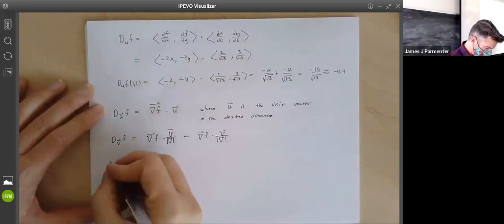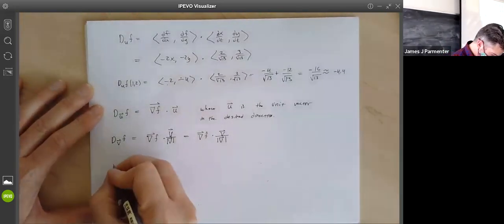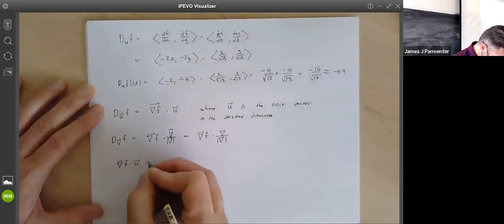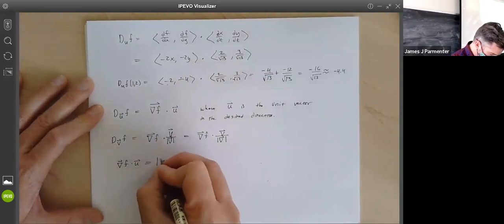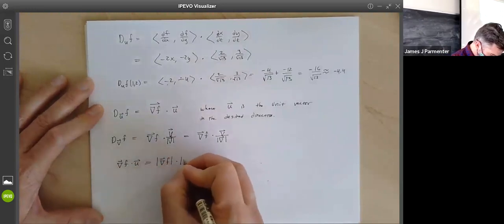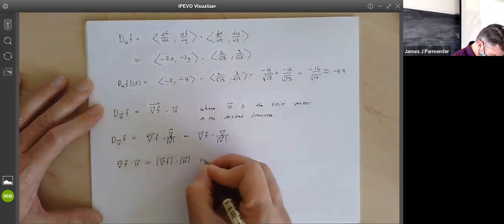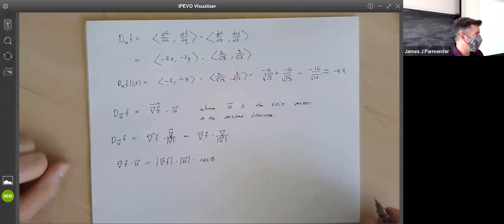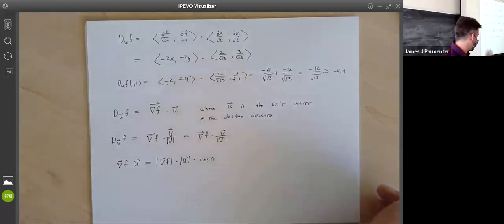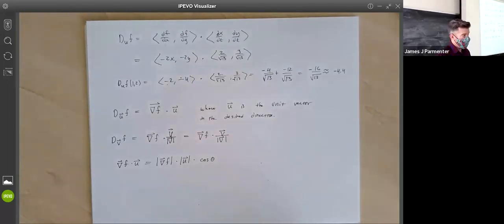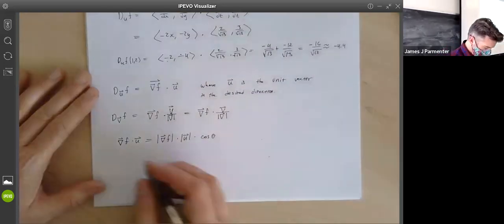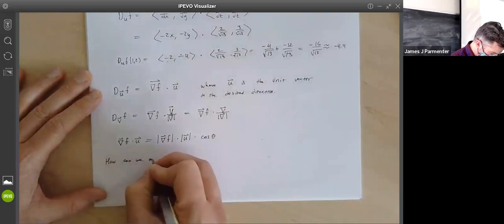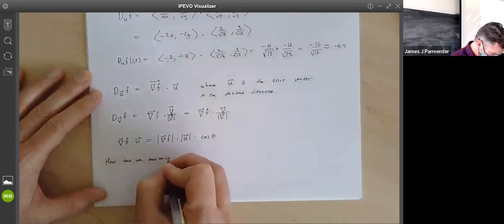So again, assuming u is a unit vector, then another way of calculating the dot product between two vectors is the magnitude of the first vector times the magnitude of the second vector times cosine of the angle between them. Right? That's the thing we've said about dot products before. It's the magnitudes of the vectors times the cosine of the angle between them. Great. So how can we maximize this value?